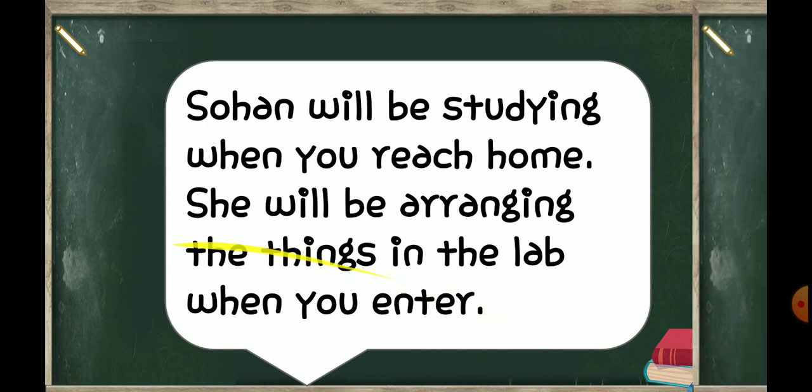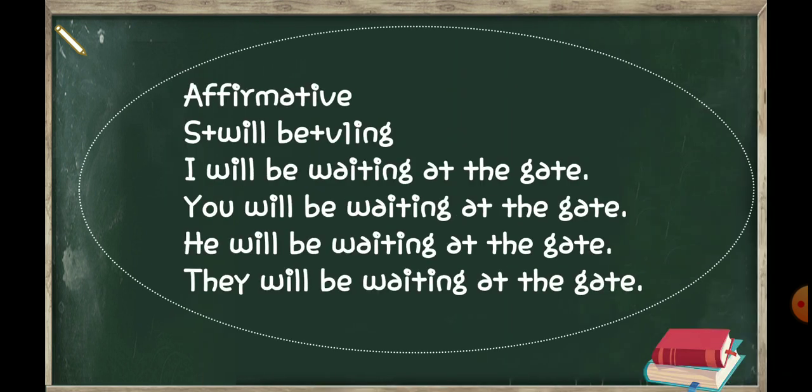Okay guys, now see the positive structure. After the subject will be and V1 plus ing. I will be waiting at the gate. You will be waiting at the gate. He will be waiting at the gate. They will be waiting at the gate. So no matter what the subject is, we are using the helping verb will be. Okay. Now see the negative.